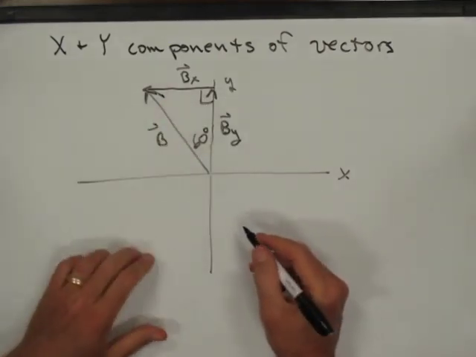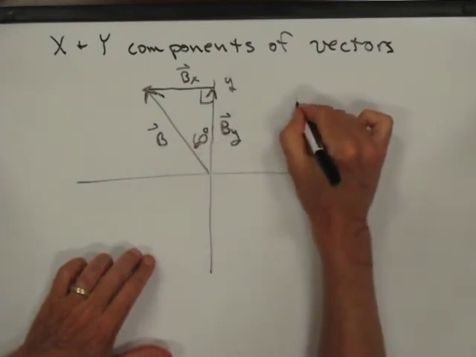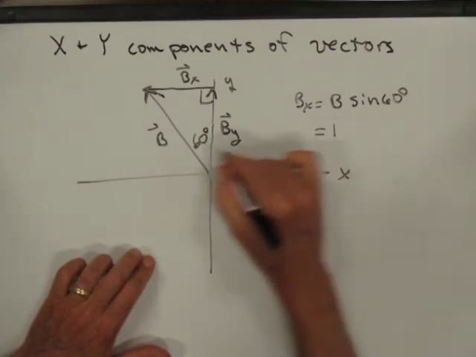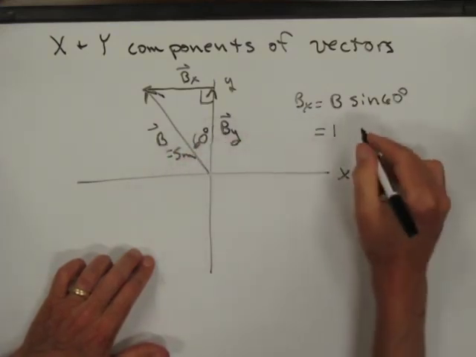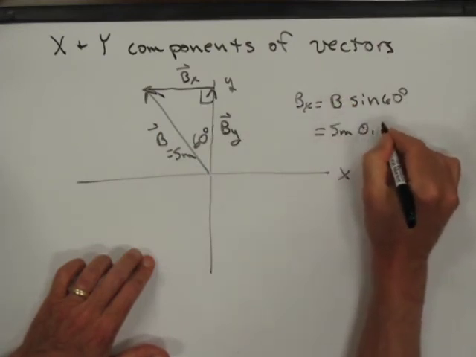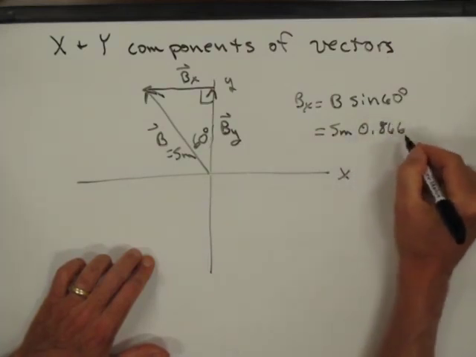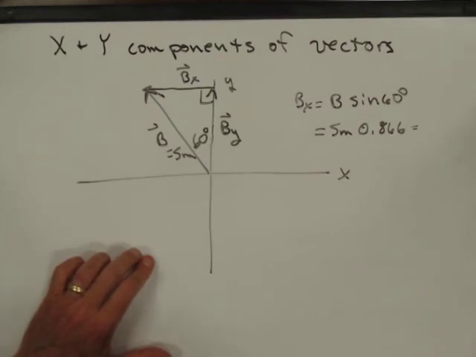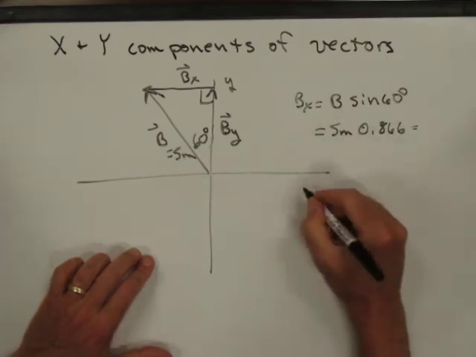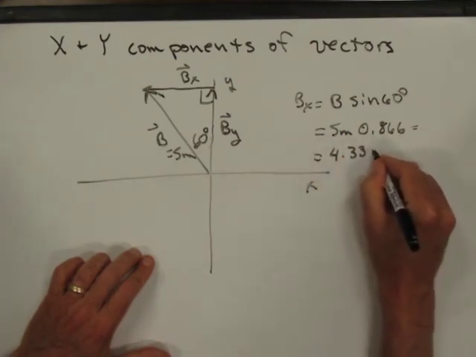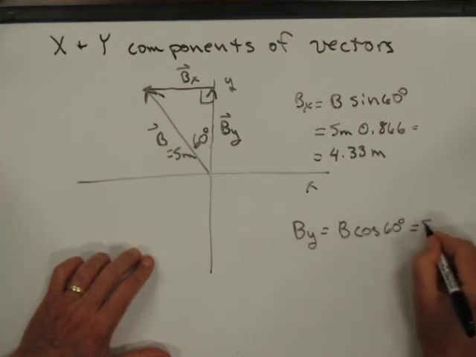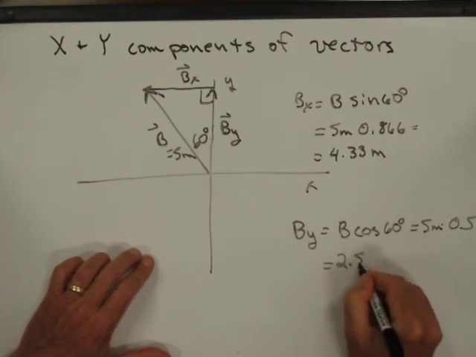Now my x component is the opposite side in this triangle. And so I would say Bx is equal to B times the sine of 60 degrees. If I say B is, say, 5 meters, then this is 5 meters times 0.866. It's just what the cosine is for a 30 degree angle. That's 4.33, of course it is. That's equal to 4.33 meters. Similarly, B sub y is equal to B times the cosine of 60 degrees, which is 5 meters times 0.5, which is 2.5 meters.